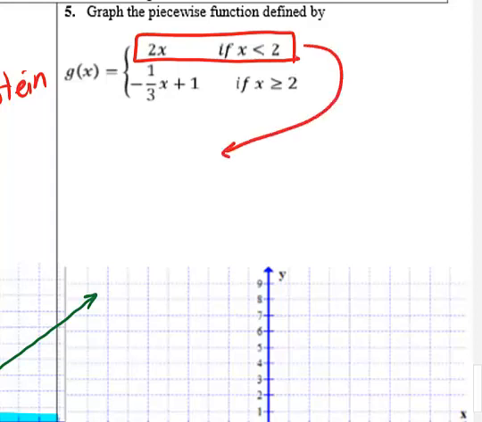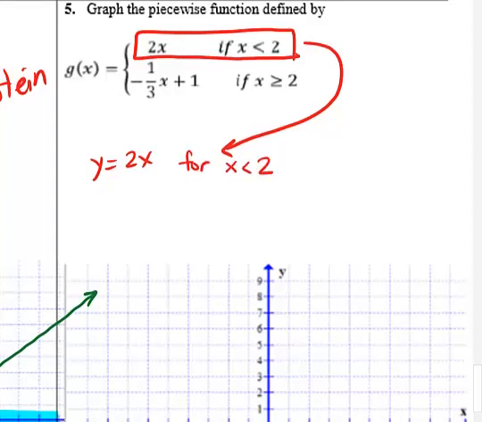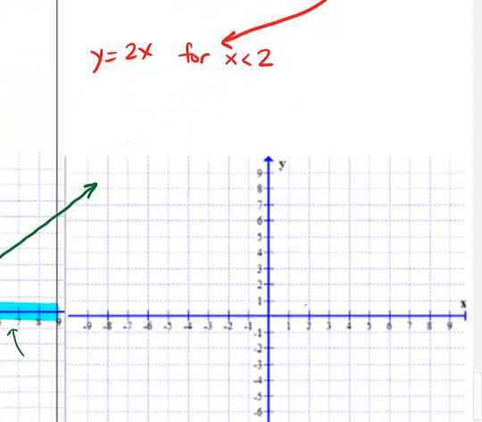So this portion will describe one line. I want it to look like y equals 2x, and then they're going to specify where they want that. They only want it for x values that are less than 2. So x values less than 2 are from here on to the left. So I'm going to graph that line.